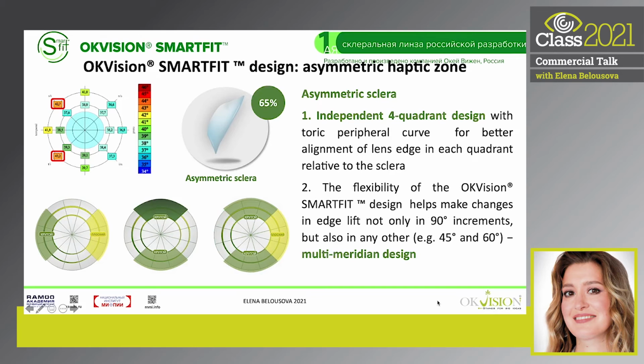And finally, when we have asymmetric sclera, we can choose the independent for quadrant design. This design has toric peripheral curves for better alignment of the lens edge in each quadrant relative to the sclera. The flexibility of the OKVision SMARTFIT design helps make changes in edge lift not only in 90 degree increments, but also in any others. For example, 45 degrees or 60 degrees, so-called multimeridian design you can choose in these cases.